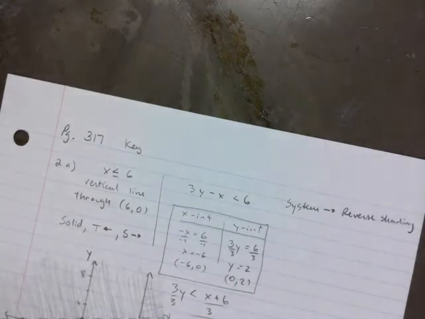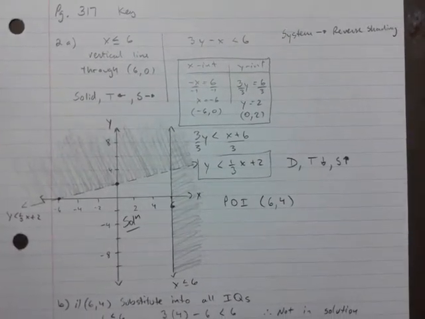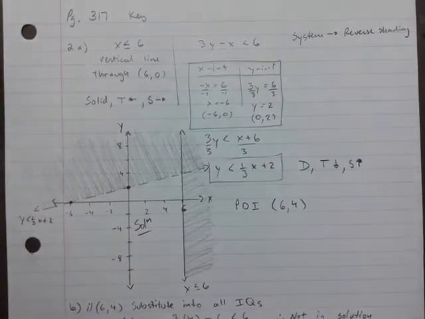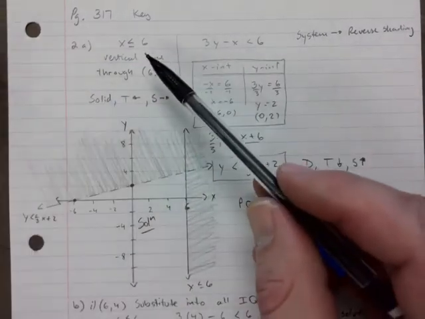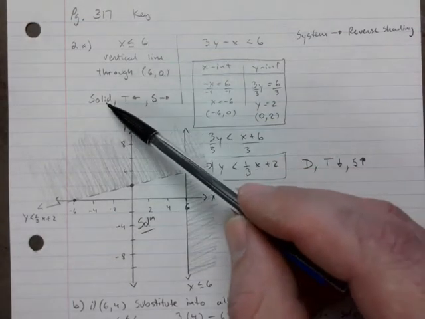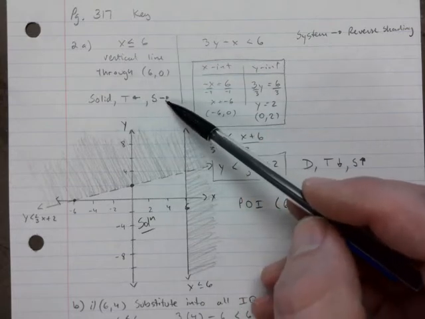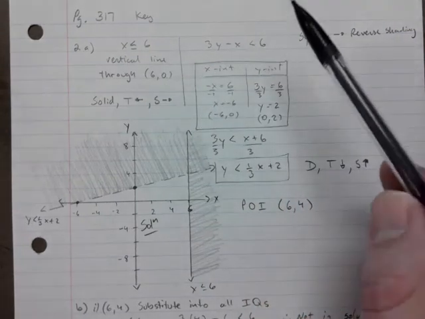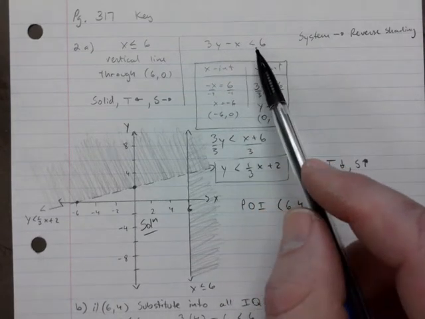Okay, so let's go ahead and look through these questions. Right, so I'm going to try to, so note that because it's a system, I'm using reverse shading. The first inequality is just a vertical line that goes through 6. So it's a solid line. The true region will be to the left. We shade to the right because we're doing reverse shading. And then the second inequality is exactly how I want it.